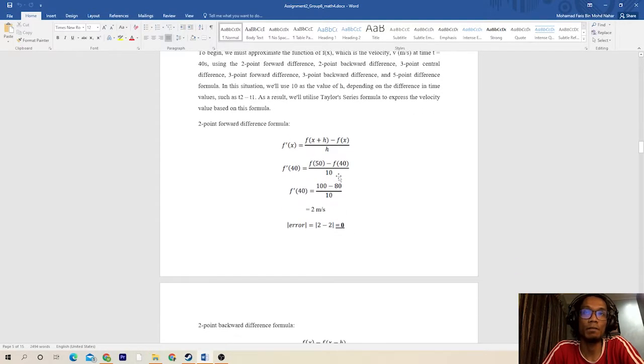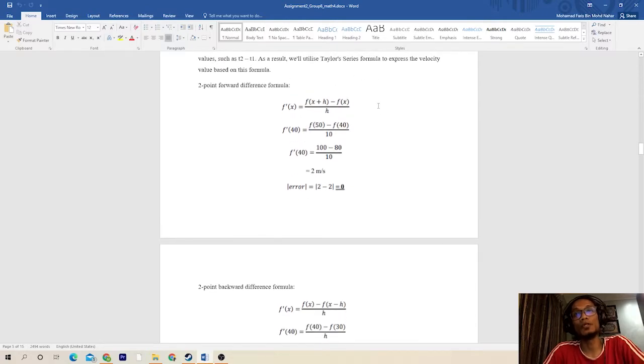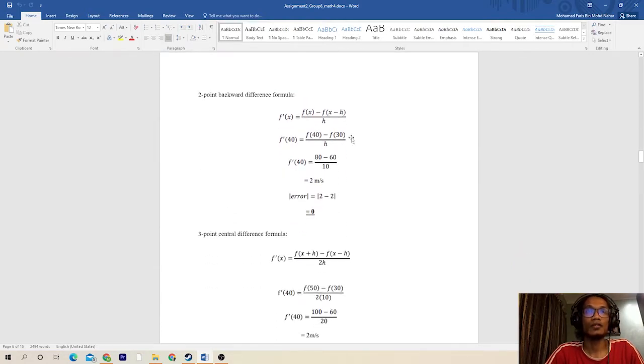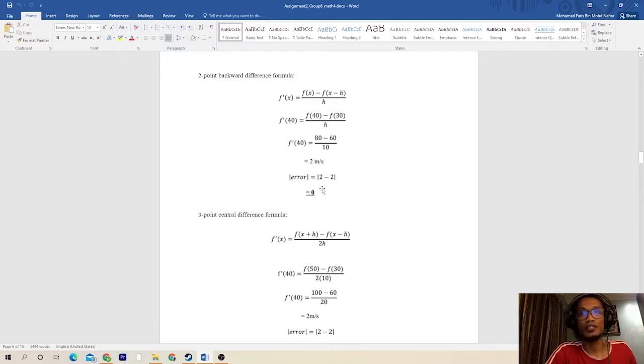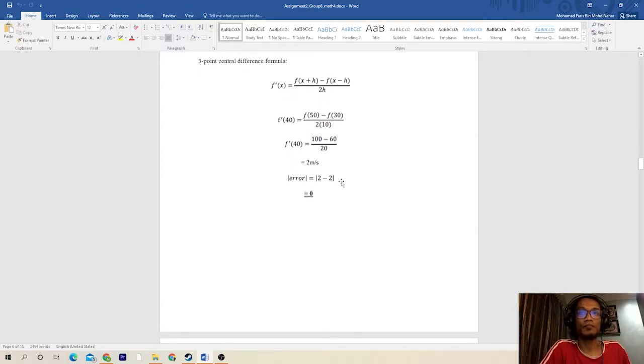H is 10. From the 2-point forward difference formula, we simply put back the formula and our values. As we know, f(x) is 40 and h is 10, and we get 2 meters per second, and our error is 0. On the 2-point backward difference formula, just the same, we get 2 meters per second, and our error is still 0. At the 3-point central difference formula, we get 2 meters per second, and our error is still 0.